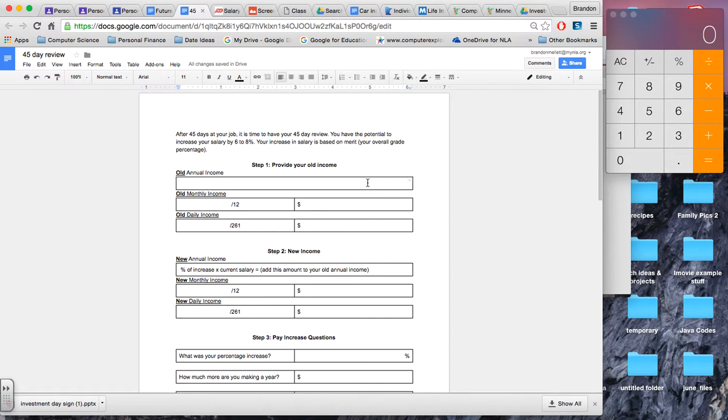Typically, after you start a job, you will sit down with your boss, and it could be a 2-week review, a 1 month, 30-day review, 45-day review. It just kind of depends on the preference of the business. What they basically do is give you information on how you've been doing over the last 30 days, 45 days, whatever it might be. So, with our game, you are getting a 45-day review.